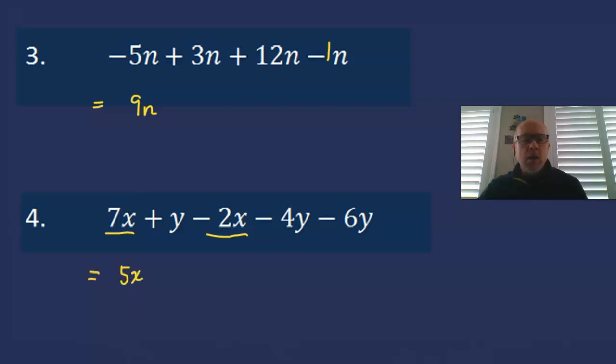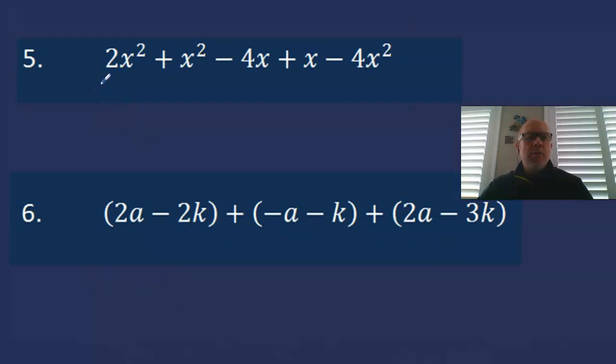The other terms, plus y, minus 4y, minus 6y, those are all like terms. So when we collect together those terms, we end up with minus 9y. Remember that you're adding and subtracting those coefficients.